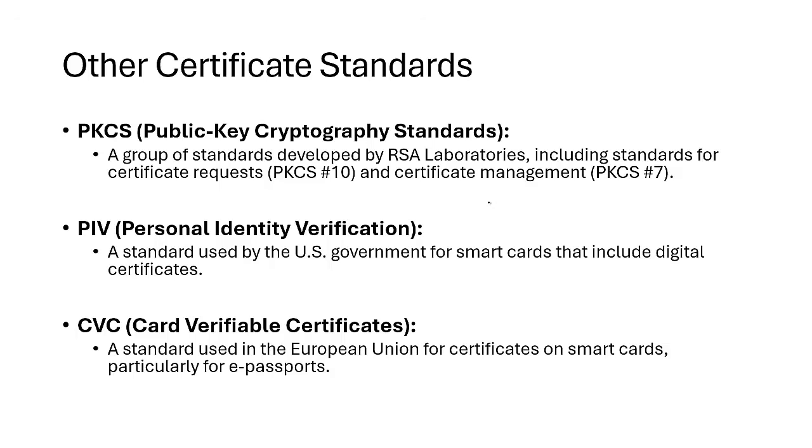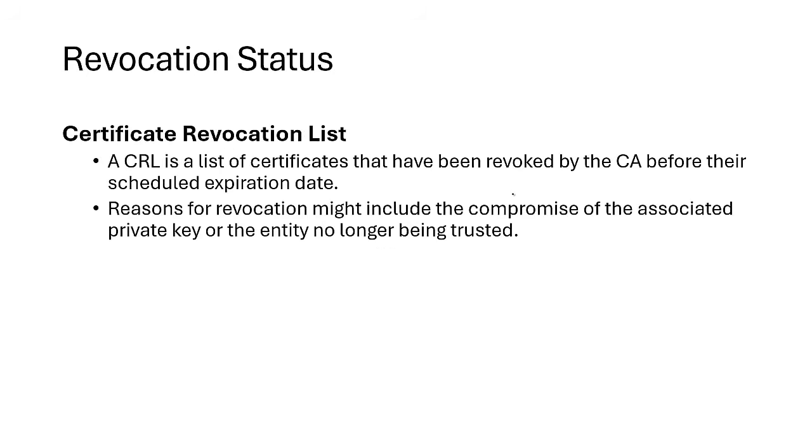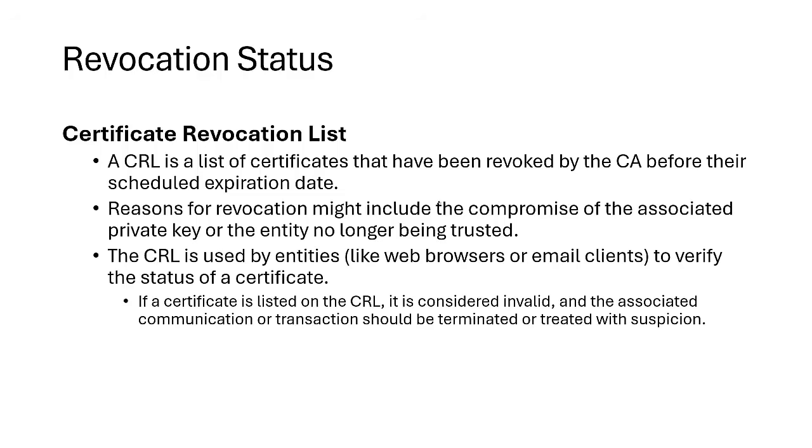Now, as I said, for revocation status the first is the CRL. The CRL maintains the list of certificates which have been revoked by the CA. Reasons for revocation might include compromise of the private key. The CRL is used by entities to verify the status of a certificate. If a certificate is listed on the CRL, it is considered invalid.